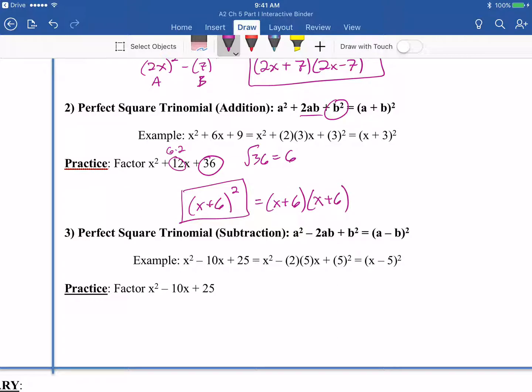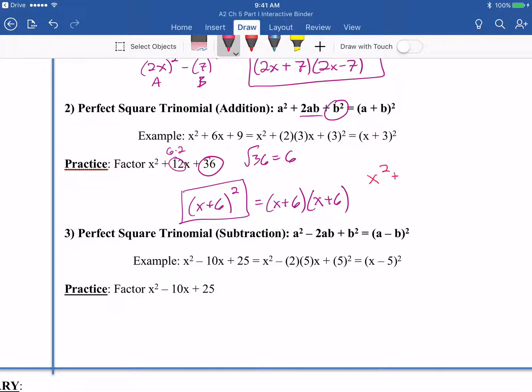So again, if you FOIL this out, you can see that this turns into x squared. We got two 6x's in here, so I have 6x plus 6x plus 36, and then these combine to make that 12. So kind of a nice little easy thing there.